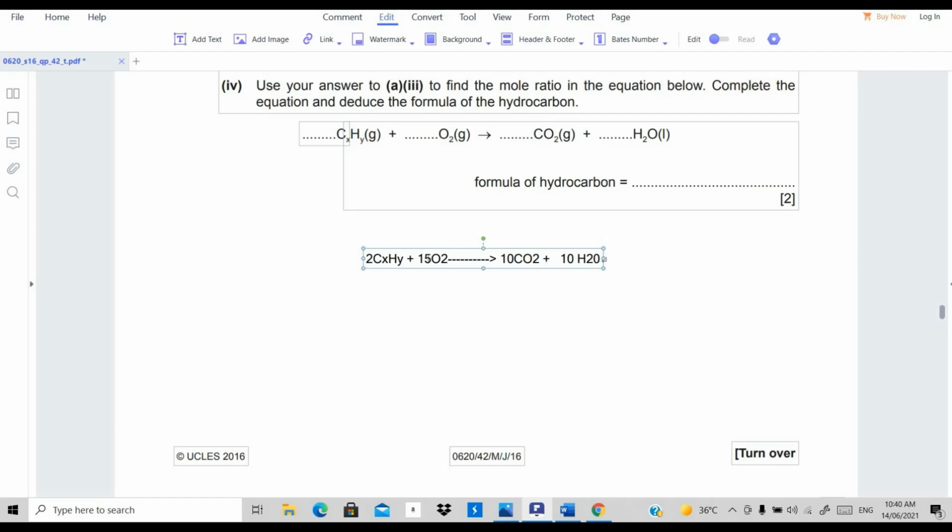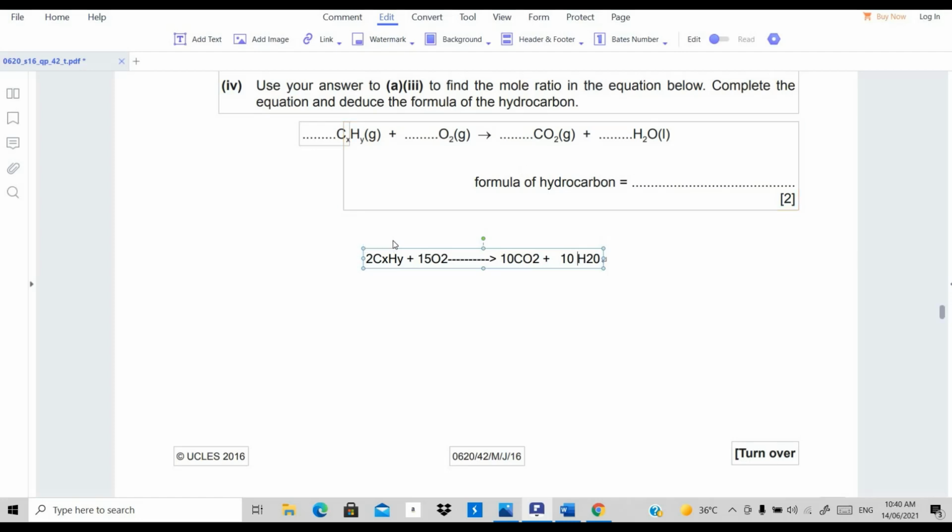You can see clearly here we have 30 oxygen atoms on the reactant side, and now they are balanced because we have written 10 in front of oxygen here. So 10 multiplied by 1 oxygen atom is 10, and here also we have 20 oxygen atoms because 10 multiplied by 2 is 20, and 20 plus 10 is 30. It's balanced. Now we need to know the formula of this hydrocarbon. We have completed the molar ratio in the equation below, and we have scored 1 mark. Now the other mark is also precious, we also need to score it.